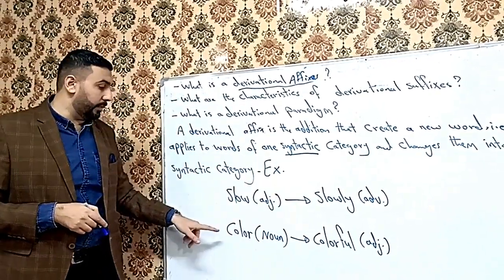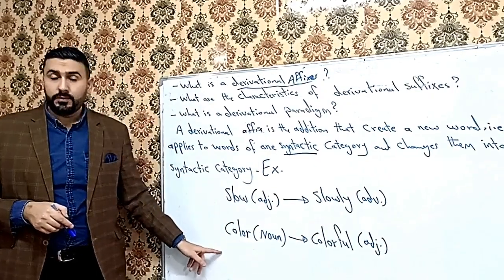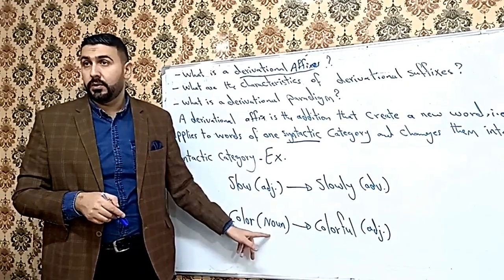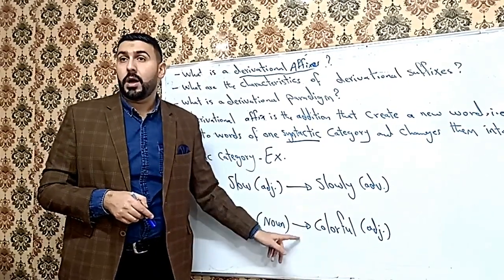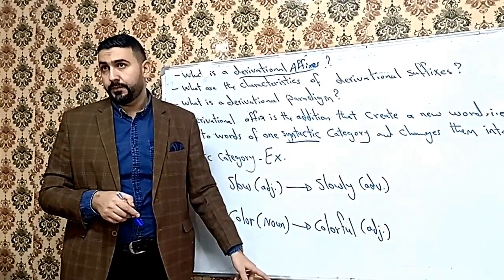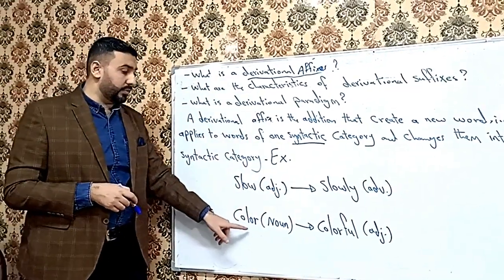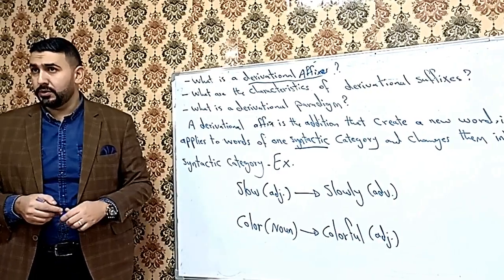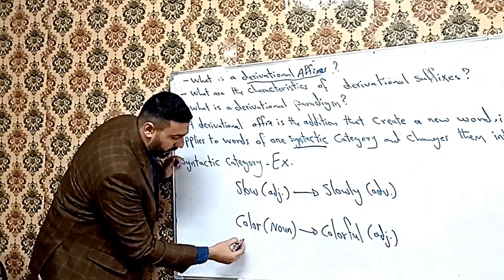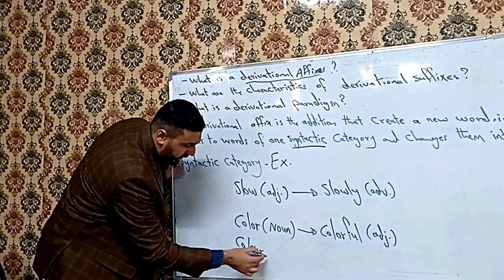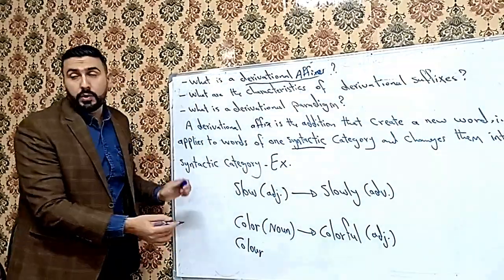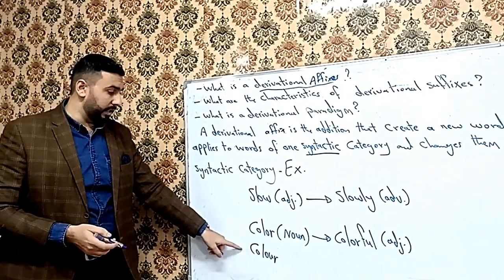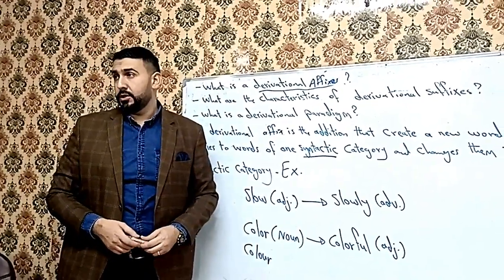Here we have another example. We have color, and color is a noun, and colorful is an adjective. By the way, color is written in two ways. We have American English and British English. You see? So it can be written like this or like this: C-O-L-O-R is American English and C-O-L-O-U-R is British English. Okay?